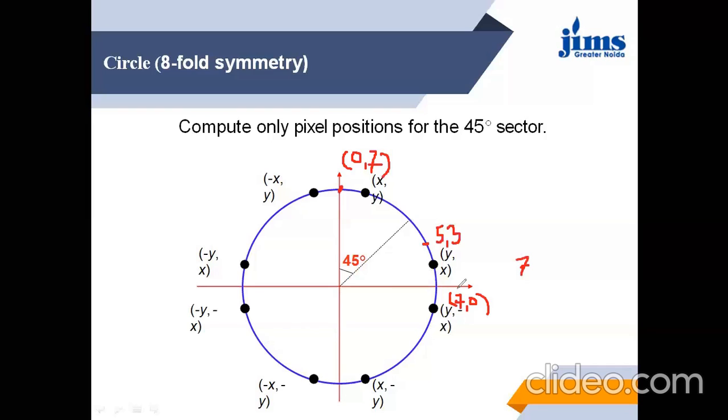So when I reflect this point, it will be at the same distance from here to here. It will be the same distance from here to here. So the point will be here. Now the values will be, in the x direction, 3, and in the y direction, 5 at this time.